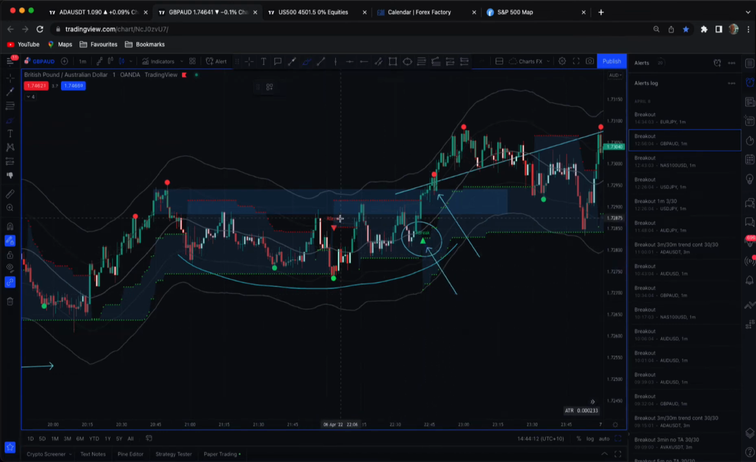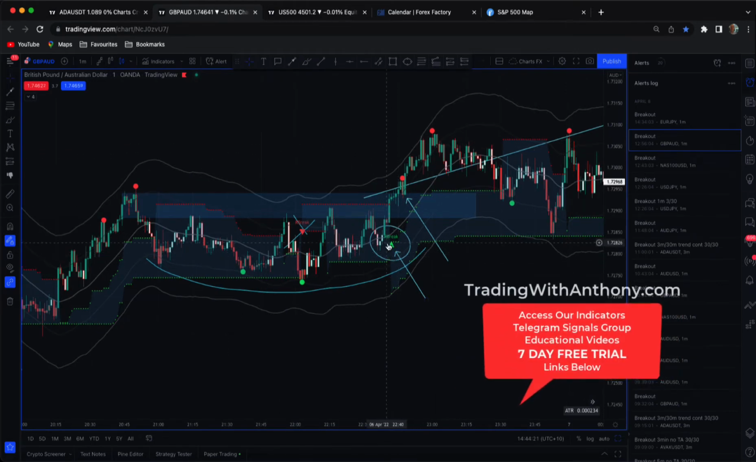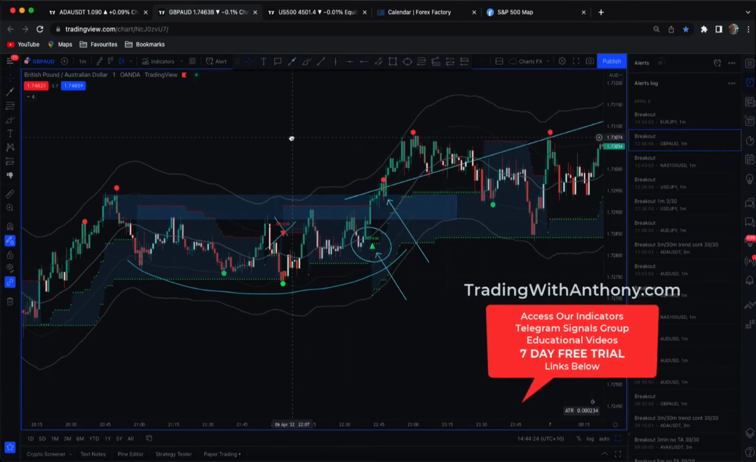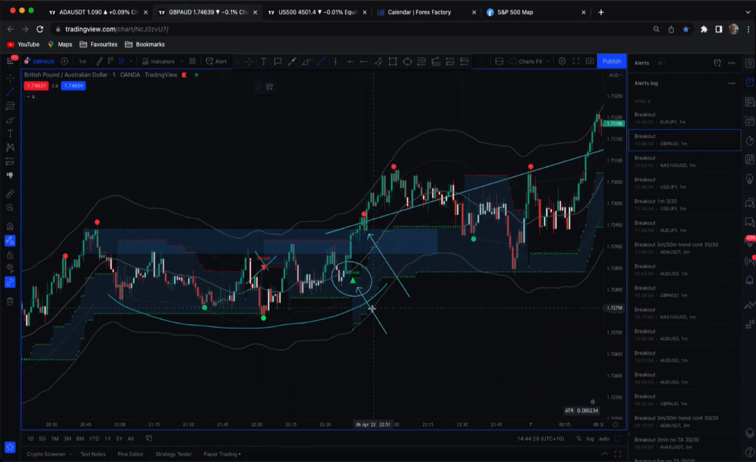Okay, we're going to ignore any red signals. We're only looking for green. And just keep in mind, this is not a buy or sell signal. This is a breakout signal. And what it generally gives us is the break of structure on the time frame. Okay, so there's a trend, there's the breakout and the opportunity. This is on the 1 minute chart.